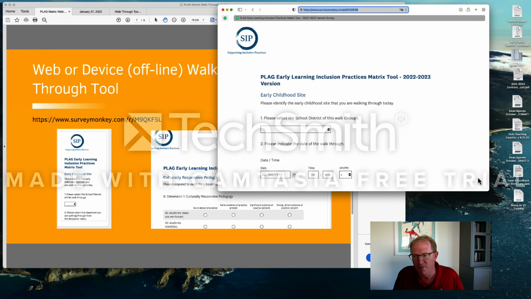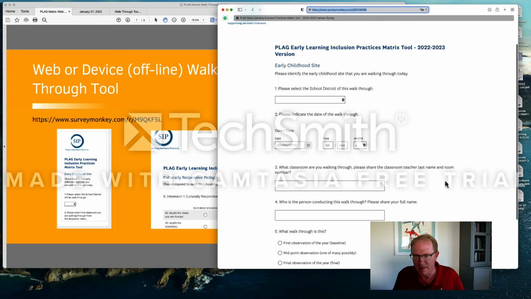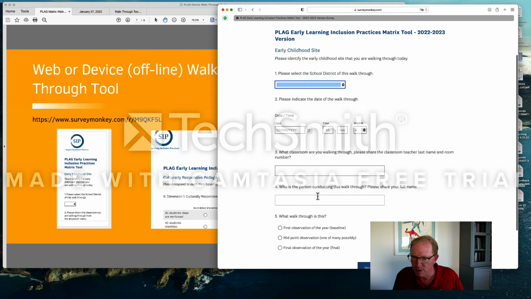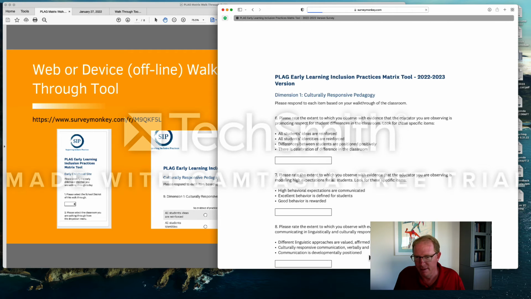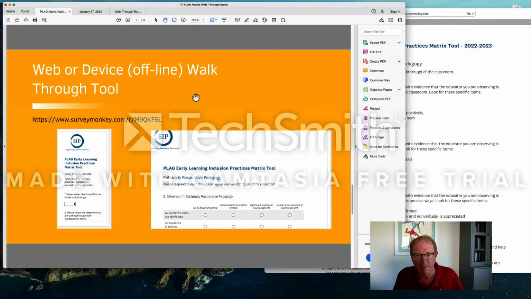The tool itself here is the web page, and you're going to first identify your school district, right? And then you can enter the date. This is the classroom you're looking at. This is who's the person who's actually conducting it. And is this your first observation, a final observation, or a midpoint? And then you have each of those dimensions present. So dimension 1, I'm going to go back here.